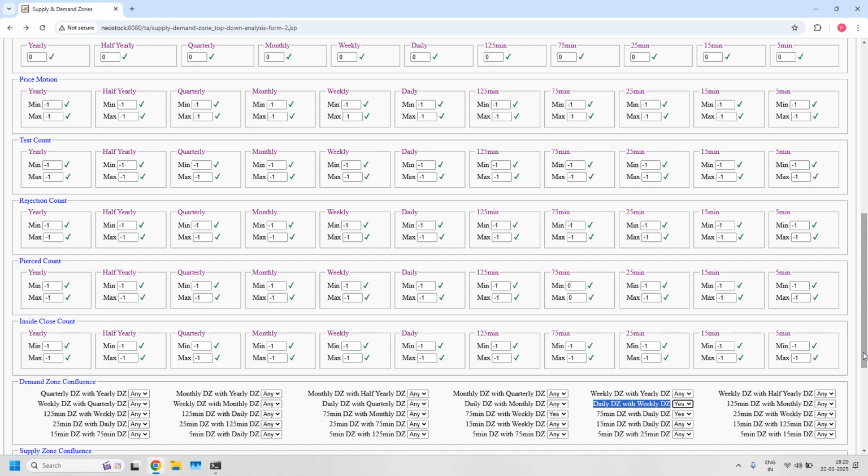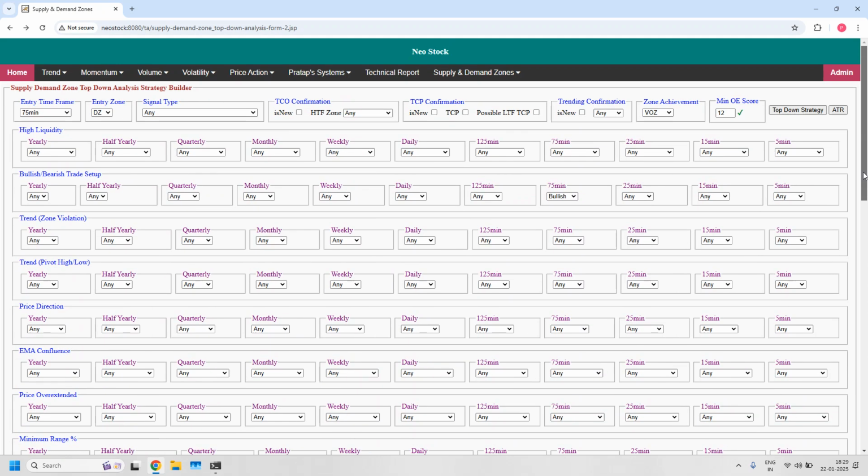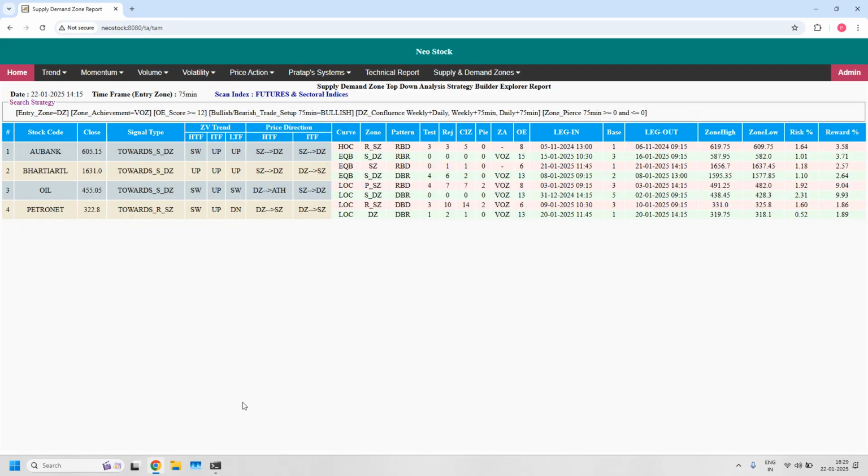With all the 3 filters, LTF, ITF, HTF demand zone confluence, we got 4 stocks. In all these 4 stocks, these 75 minutes demand zones are part of the daily demand zone. Again, both together part of the weekly demand zone. And weekly trend is up in only 1 stock. If this is having weekly EMA confluence, it is even more high probability trade setup supported stock.